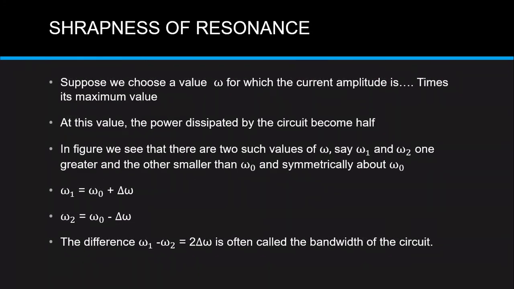Suppose we choose a value of omega for which the current amplitude is 1 by under root 2 times its maximum value.